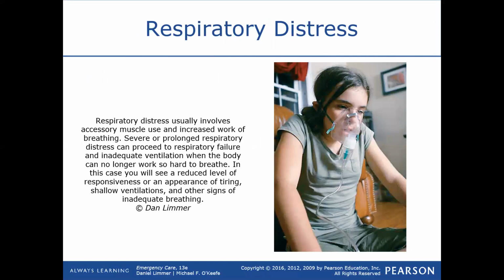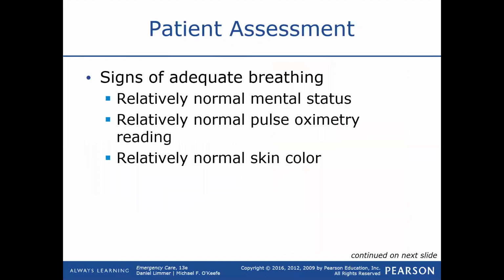Respiratory distress usually involves accessory muscle use and increased work of breathing. Severe or prolonged respiratory distress can proceed into respiratory failure, and then eventually it'll work into respiratory arrest, okay? Your body's getting tired out from using all those extra mechanisms to try to help you breathe, and that's the retractions in the clavicles we talked about in the last section, the nasal flaring, all those different accessory muscles that we don't normally use to breathe, they get tired out, okay?